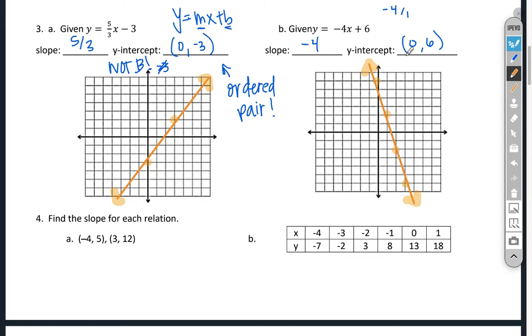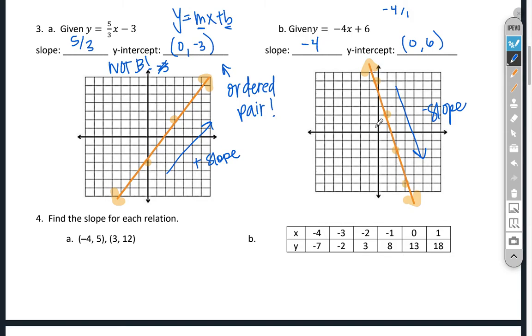It's negative, right? So remember, increasing is a positive slope, and decreasing is a negative slope. So even if you're not sure how to distinguish what you should be doing, if it's negative, your line should be decreasing, okay?